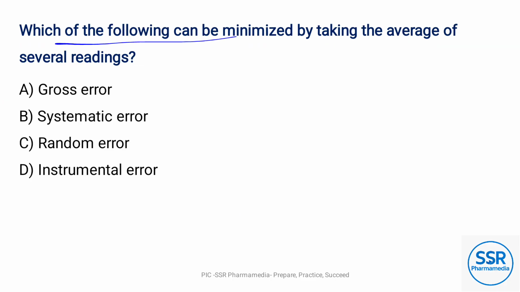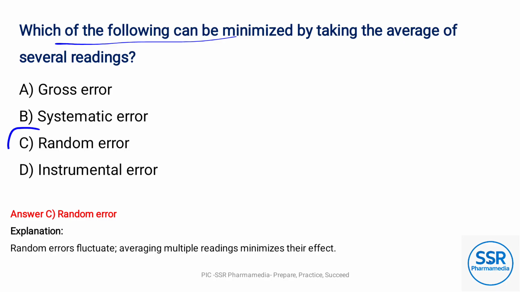Which of the following can be minimized by taking the average of several readings? So the answer is option C, random error. Random errors fluctuate, so when we take the average of multiple readings, we minimize their effect. So we can minimize, but we cannot avoid them completely.